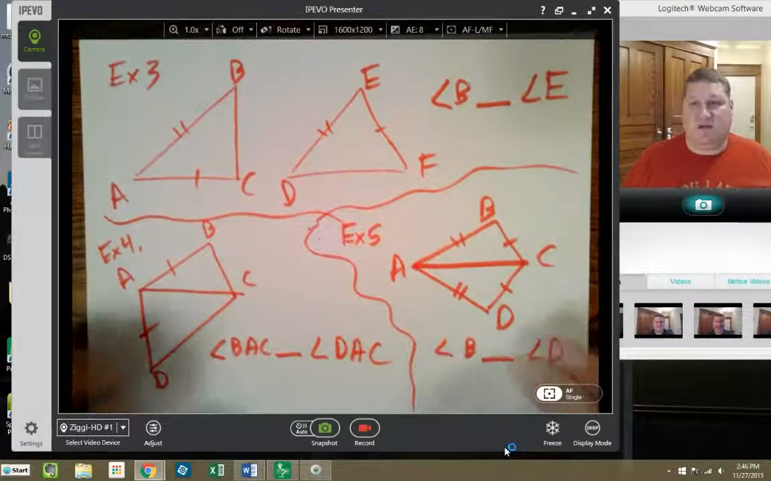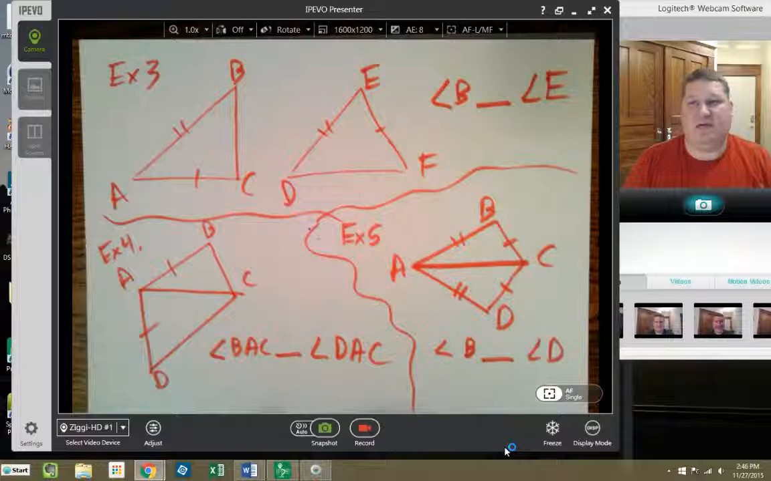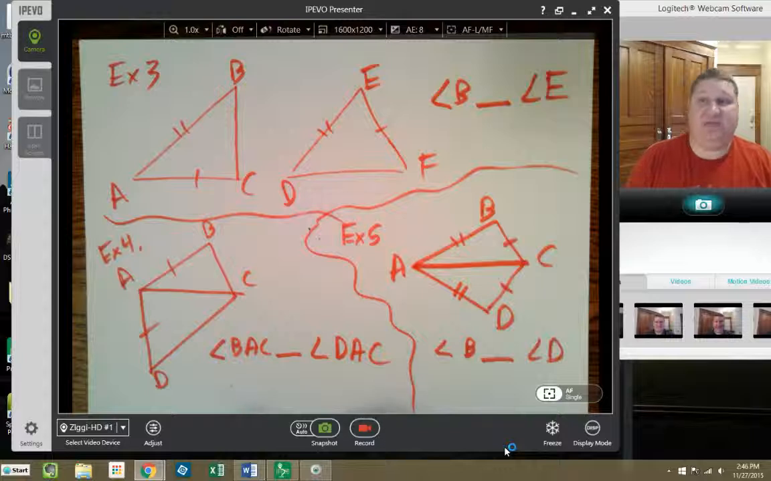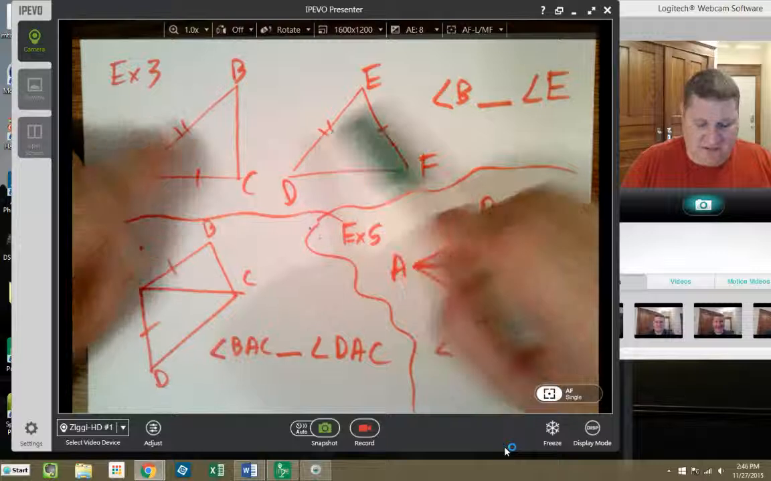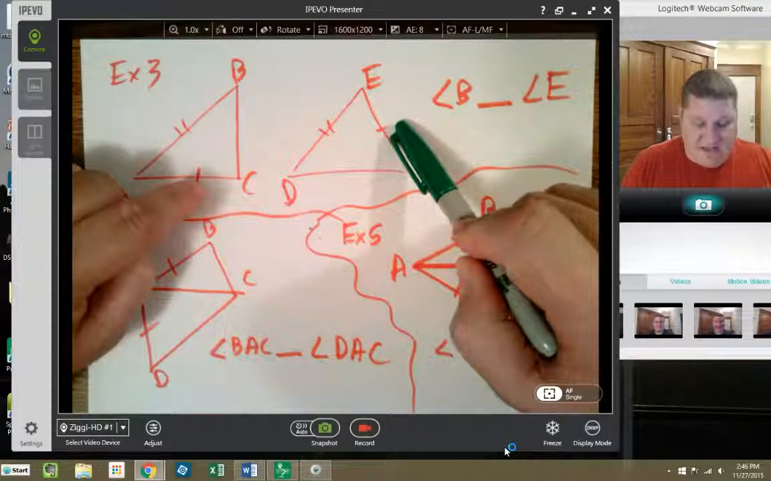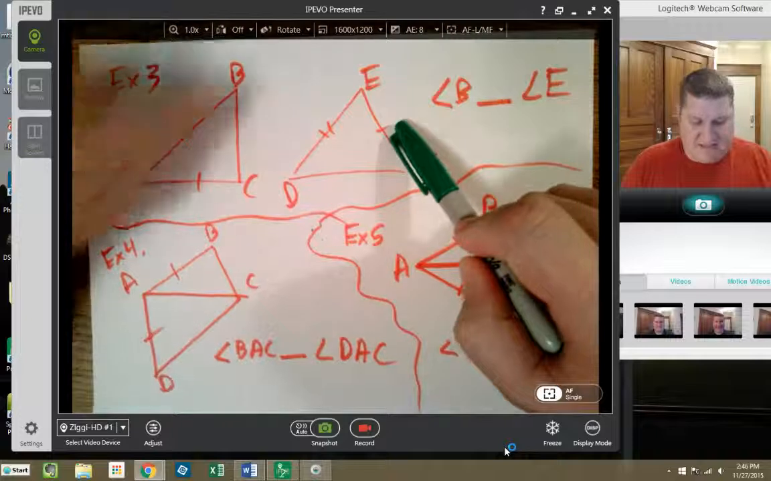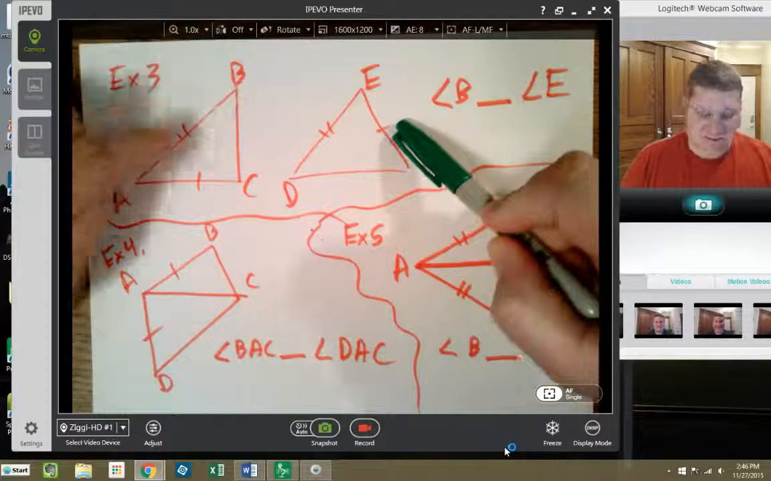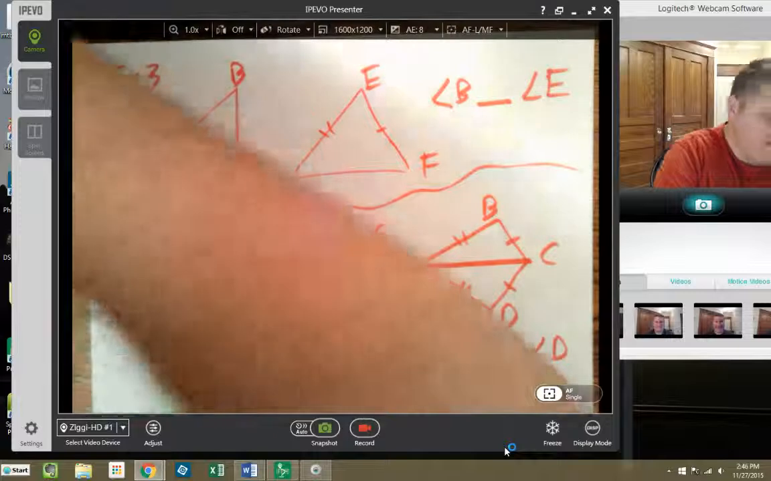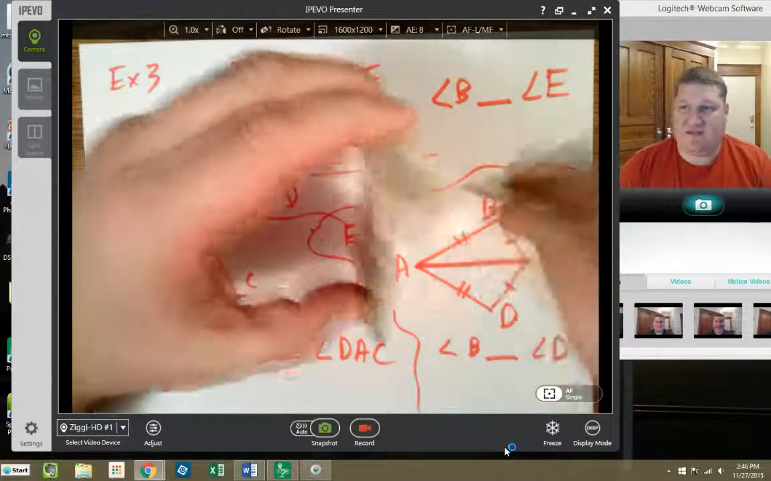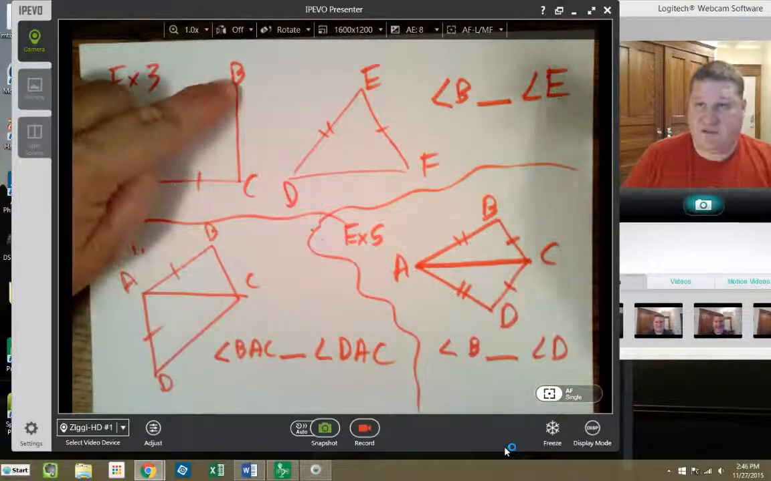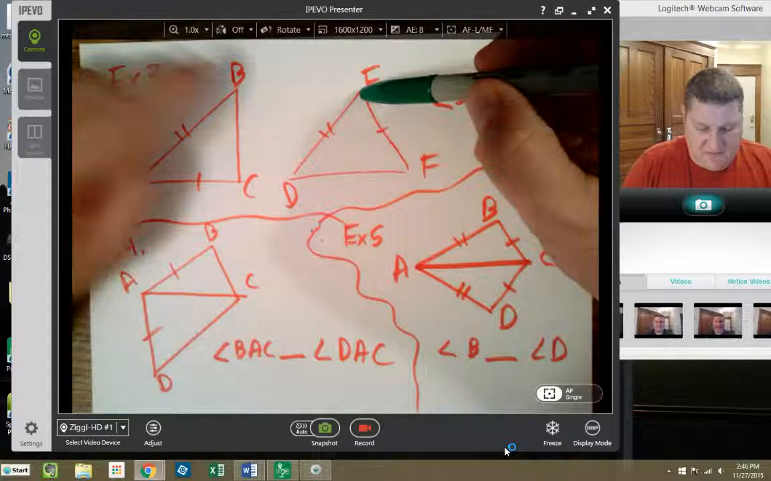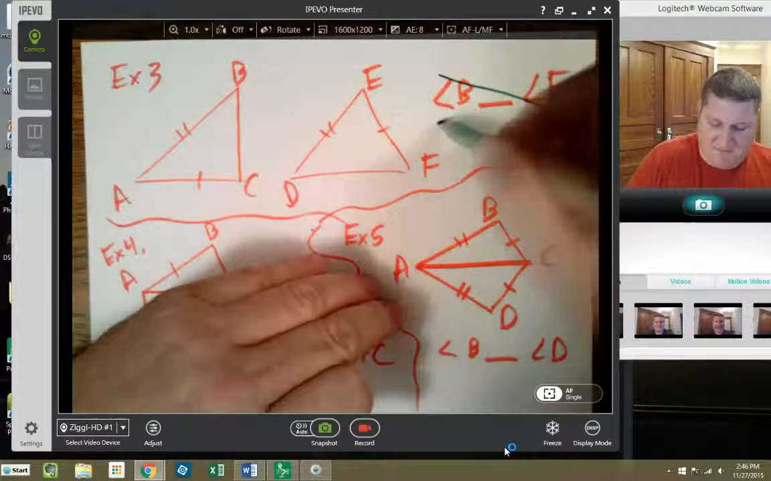Now, in this case, example 3, what can we say about angle B and angle E? The answer is nothing. We can't say a thing about them, because although I have congruent sides here and congruent sides here, angle B is not between. It does not qualify for the Hinge theorem, because a hinge, if you'll remember, has two sides with the angle in the middle, okay? So in this case, the angle is off to the side. Whereas this one's in the middle, this one's off to the side, we can't tell a thing about those.